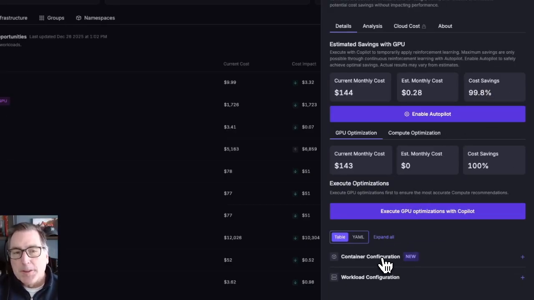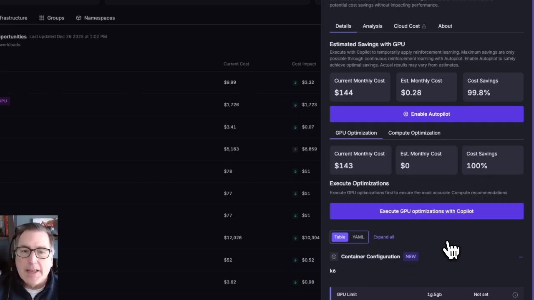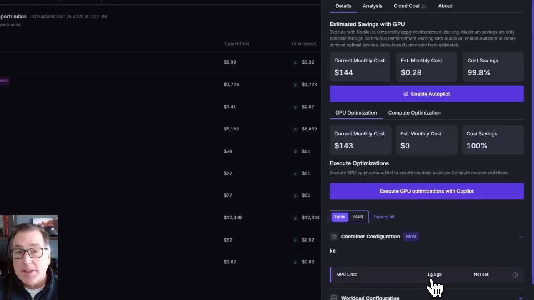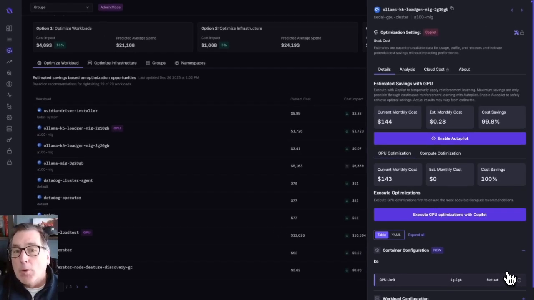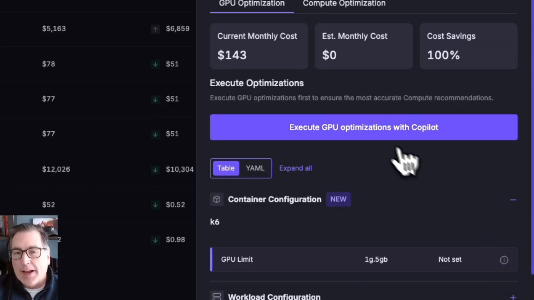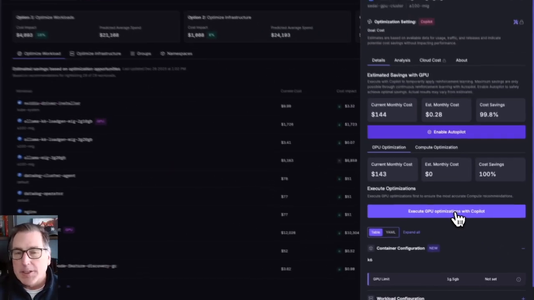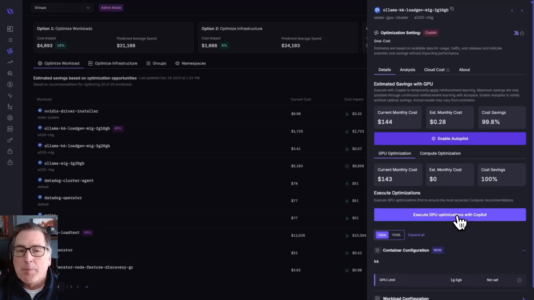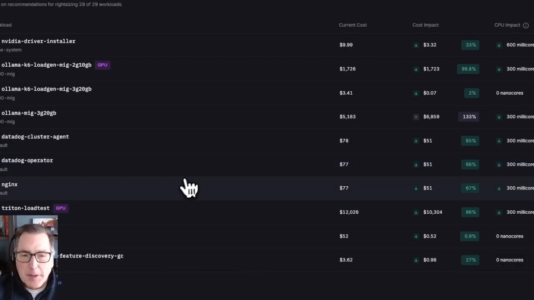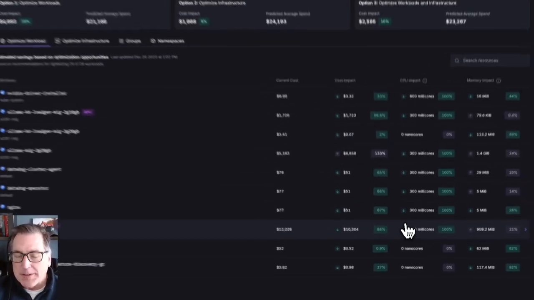Here's an example. For this workload, we've detected that a GPU has been requested, but utilization is effectively zero. So Sedai recommends removing it. With one click, Sedai will execute that action safely, running through a full set of safety checks before touching anything in production. The second pattern is a little more subtle, but it's also very costly.